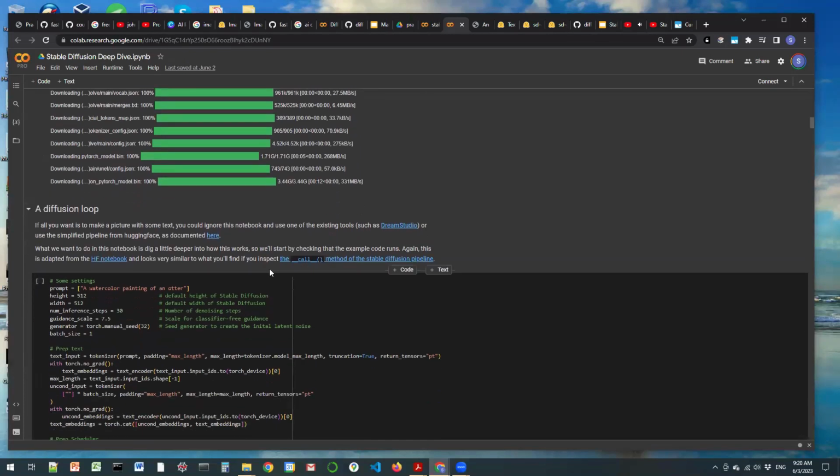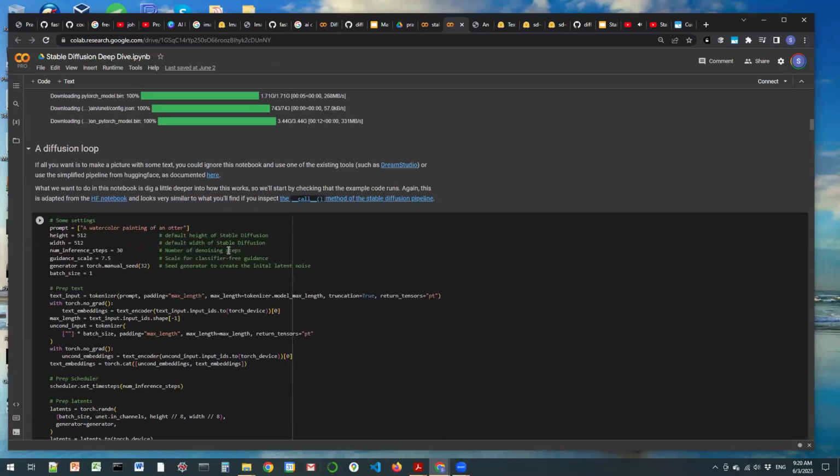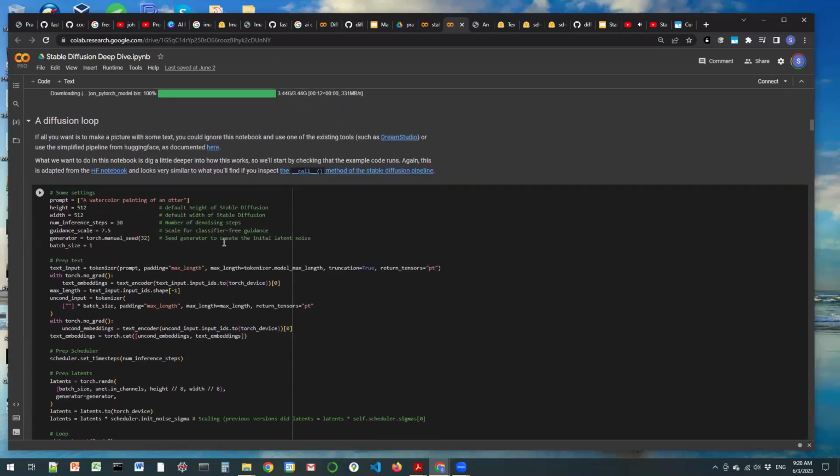So what's the diffusion loop? So here, let's talk about the steps that he takes you through. Here, the prompt is a watercolor painting of an otter. The settings, this is the default height and width. Here, he's just using a number of denoising steps of 30. In the prior notebook, we saw it was 70. Here, he's just using 30. He's using a guidance scale of 7.5.